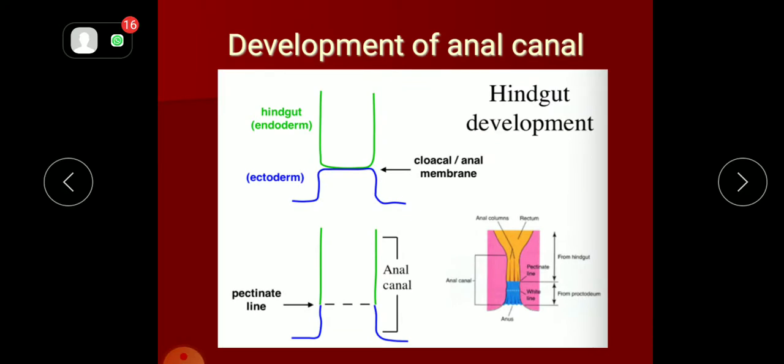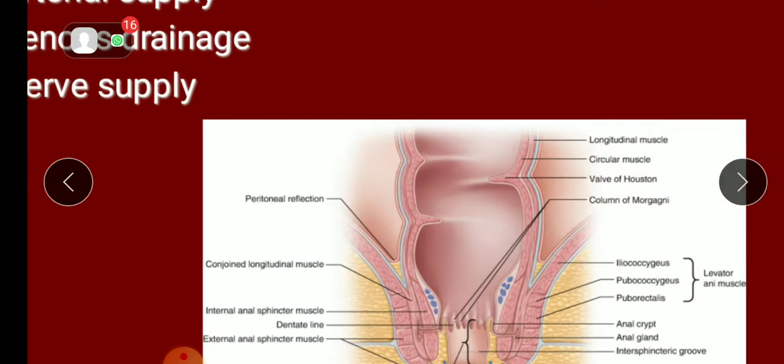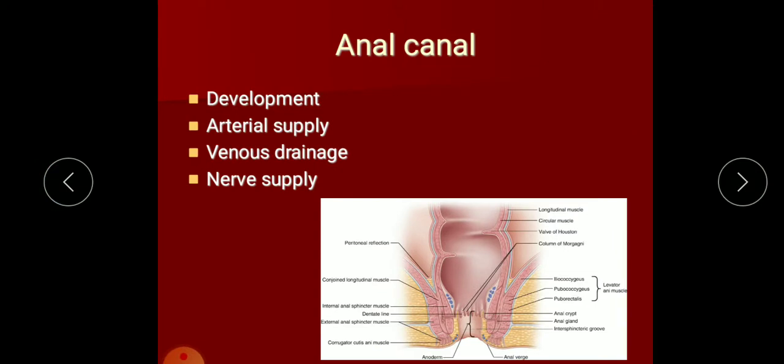Okay, fine. So in that figure you are seeing the pectinate line, and above and below you find differences: there is a difference in arterial supply, venous drainage, and nerve supply. Development above the pectinate line is from which germ layer? It is endodermal. Below, ectodermal. Arterial supply above the pectinate line is the superior rectal artery.